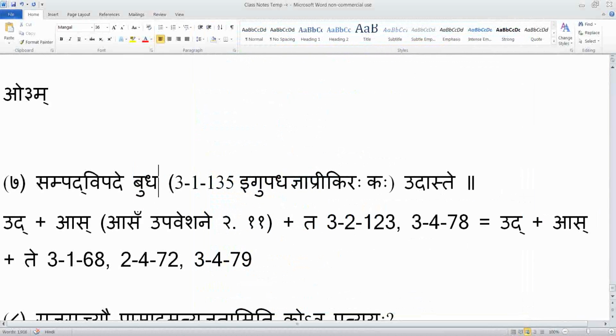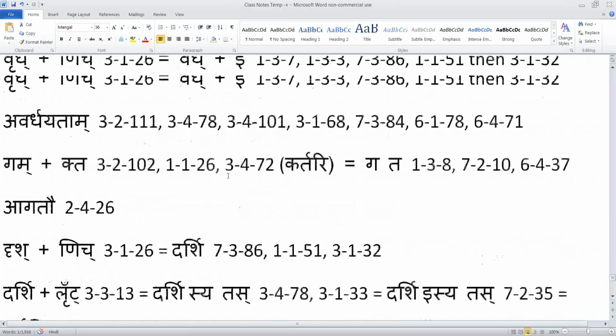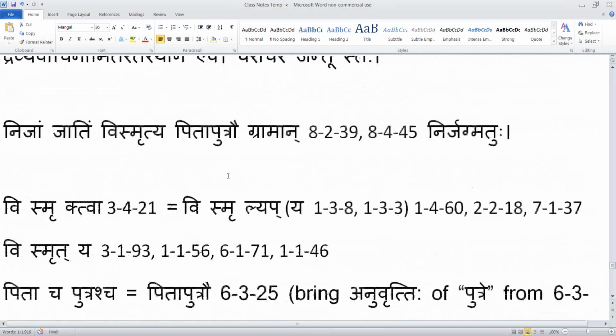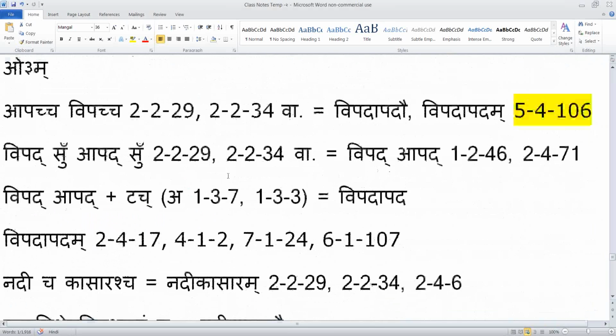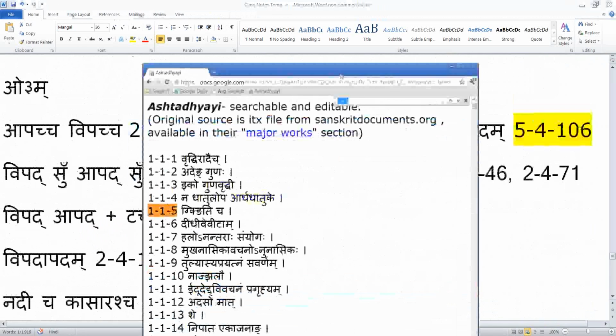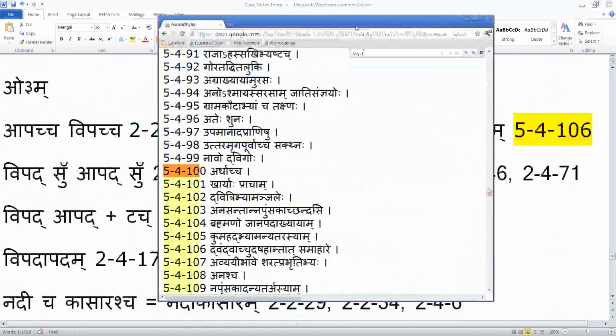Now this sampadvipade we had in the last class itself, two classes back we had made a mistake, which we corrected in the last class. Remember this sutram which is at the beginning of last class, we did this in the samasa antra prakaranam, there's only one sutram for the dvandva samasa, only one sutram, which is 2.4.106, which says, dvandvachutarshahantat samahare.